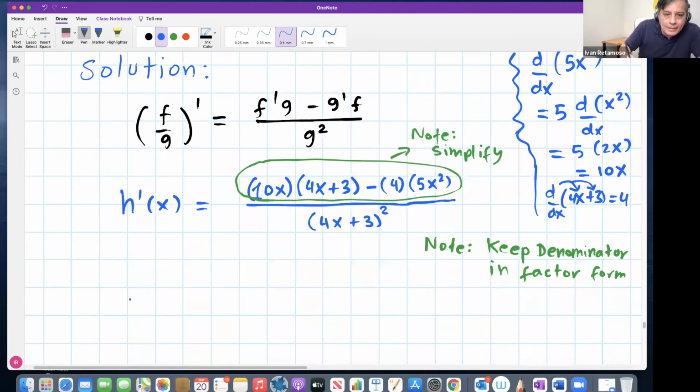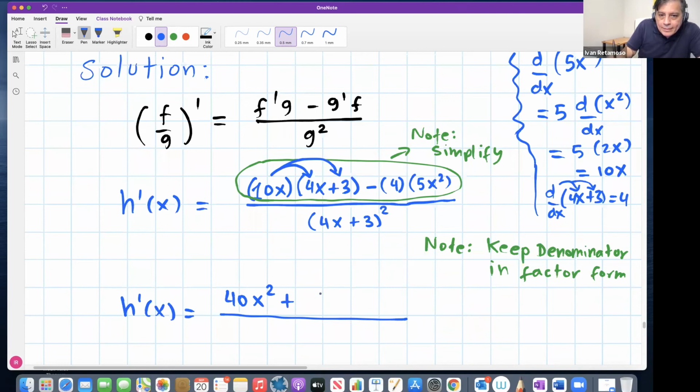Okay, so h prime of x will become 10x times 4x: 10 times 4 is 40, x times x, x squared. 10x times 3: 10 times 3 is 30, times x. Minus 4 times 5, 20x squared. On the denominator, remember, we keep it as it is in factor form, as this squared. Very close to the final answer.